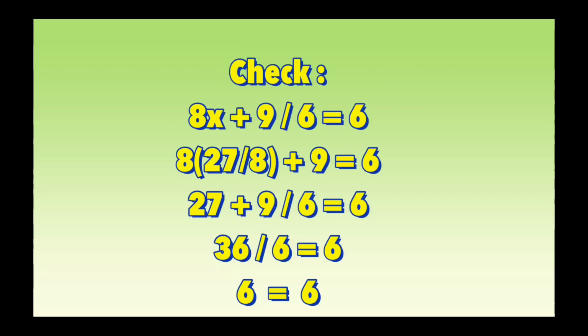Okay. Let us check if our answer is correct by using the original equation, 8x plus 9 divided by 6 equals 6. The value of x is 27 over 8, so it becomes 8 times 27 over 8, plus 9, all over 6, equals 6. Then 8 divided by 8 equals 1, times 27 equals 27, plus 9 over 6 equals 6. Then 27 plus 9 equals 36 over 6 equals 6. Then 36 divided by 6 equals 6. 6 equals 6. So therefore, our answer is correct because the result of our equation is true.